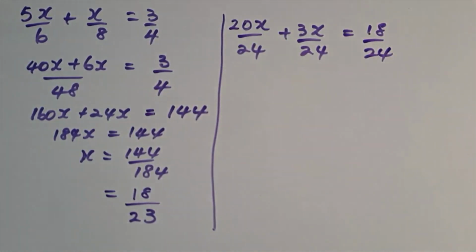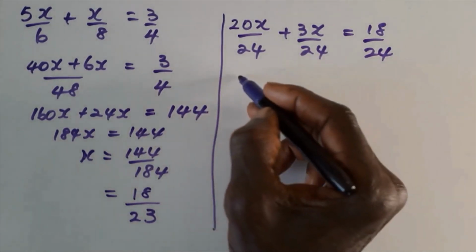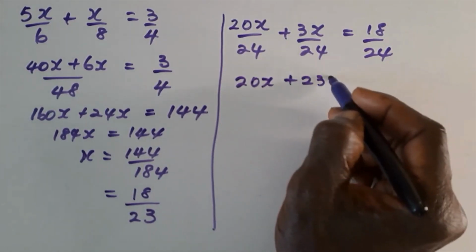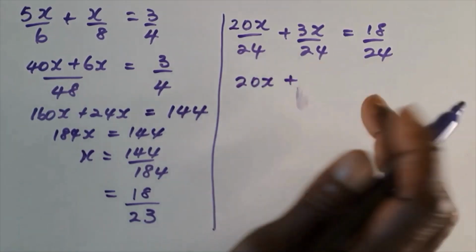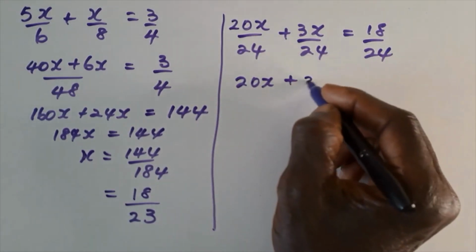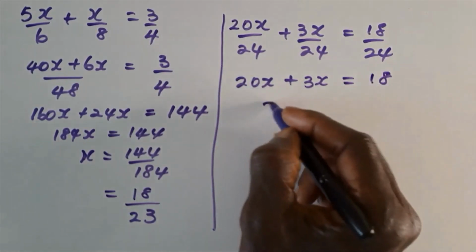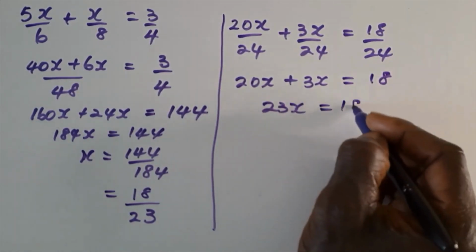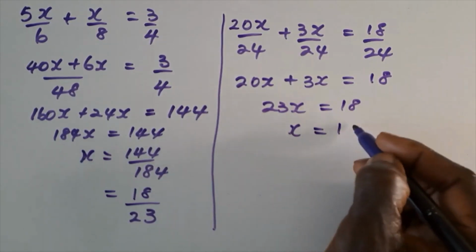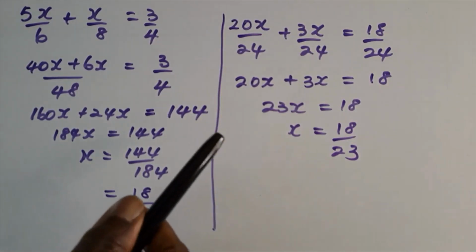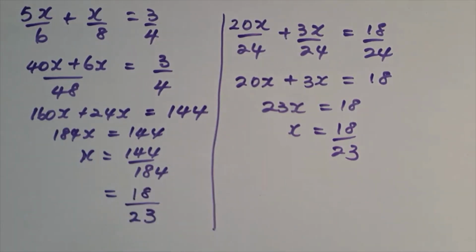If we multiply each side of this fraction by 24, we're just left with the numerator 23x is equal to 18. So x is equal to 18 over 23. So there you have it, two approaches. This one a lot more straightforward, and the same result.